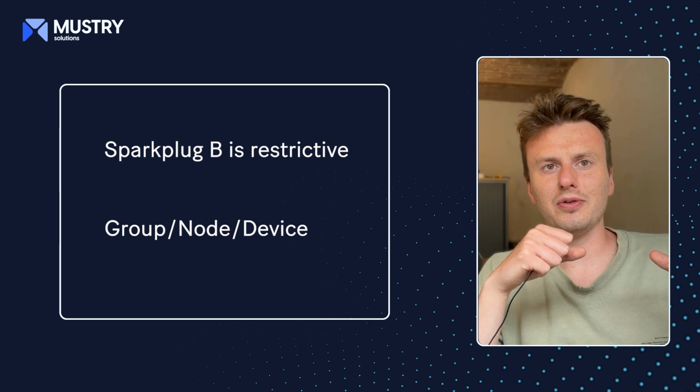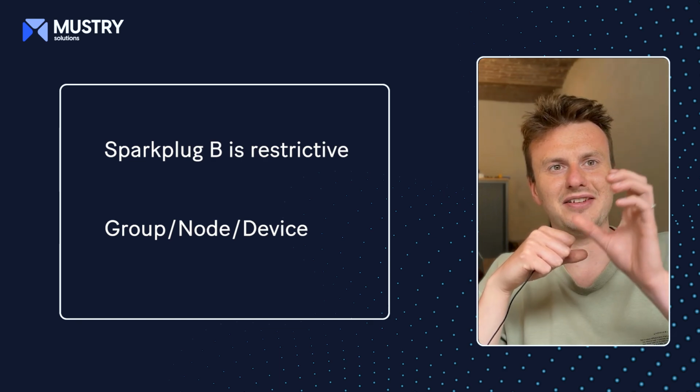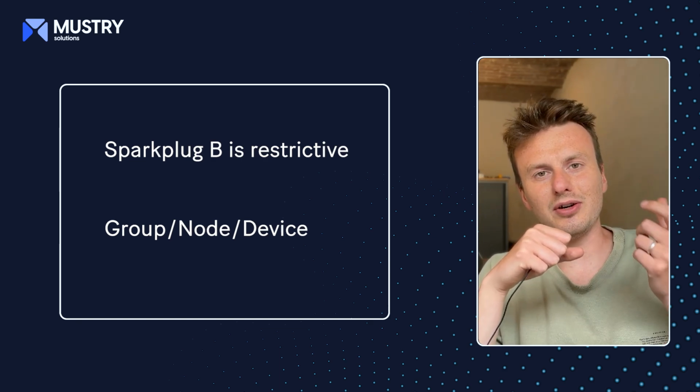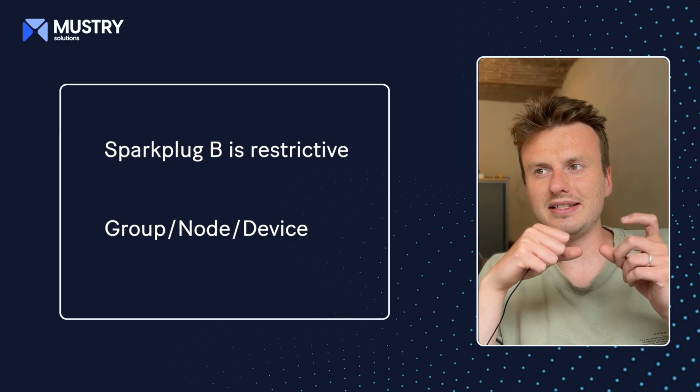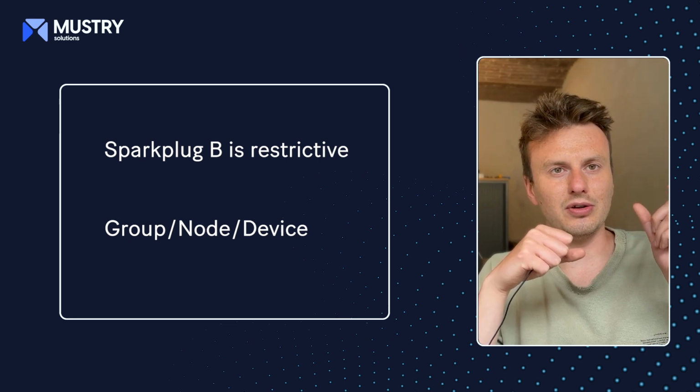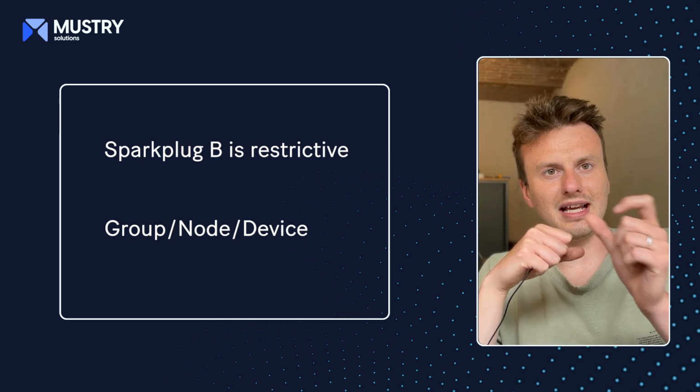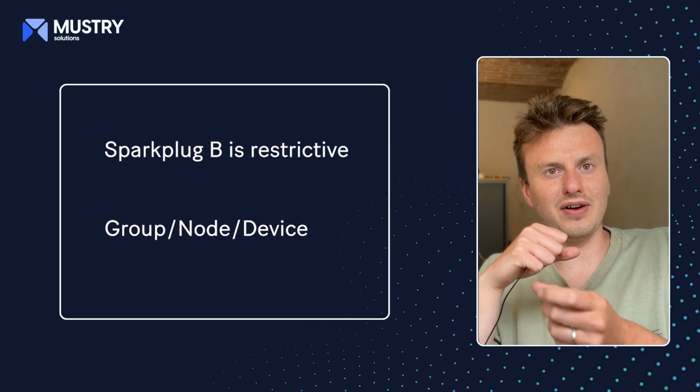So why is it that Sparkplug B is not ideal for business data? There are two main reasons. One is you have the strict topic structure that you need to follow, which is group, node, and device. And node is always your edge server. That's how it's built. You have your edge server, and then you have your device, and your device can be a PLC or can be a smart sensor.